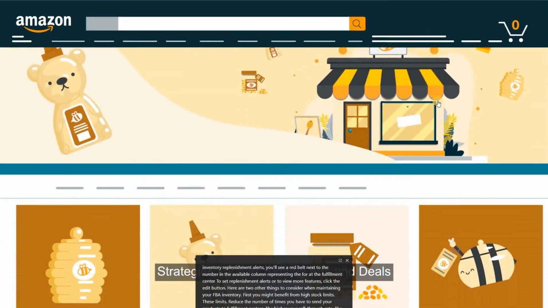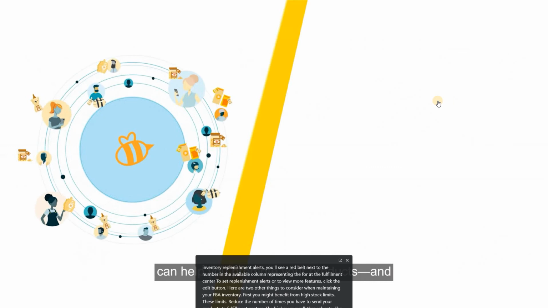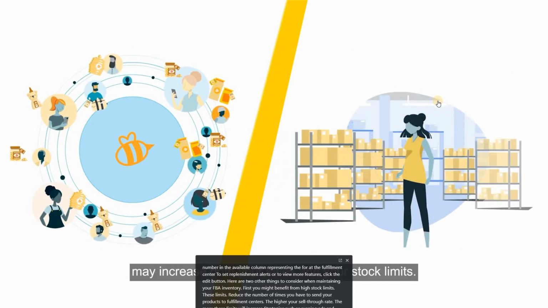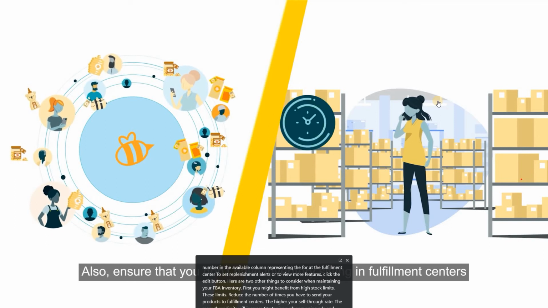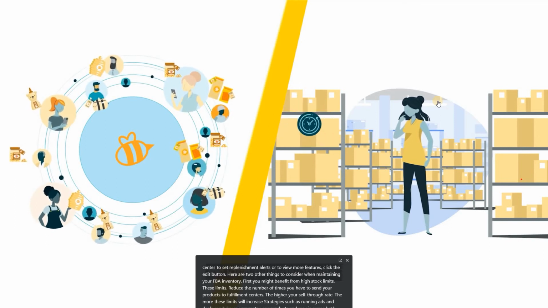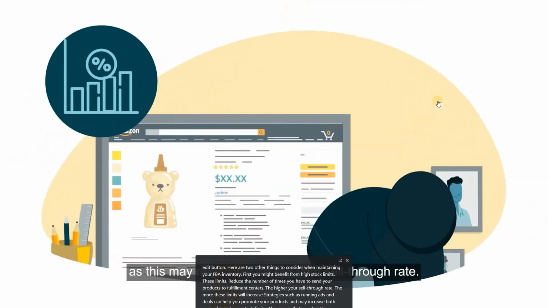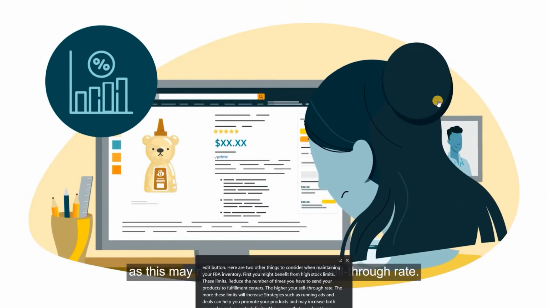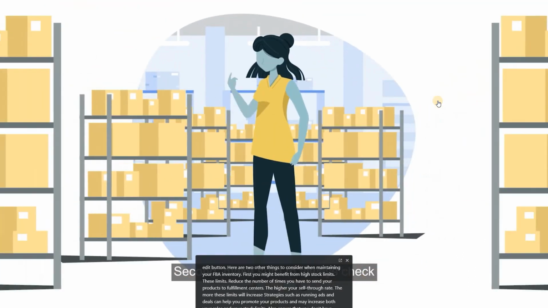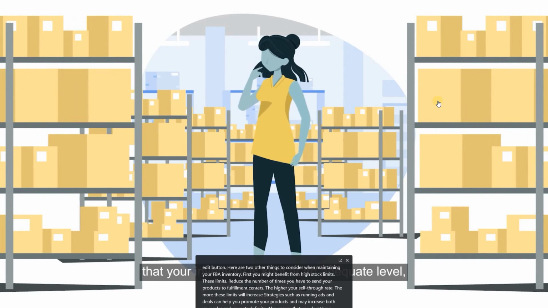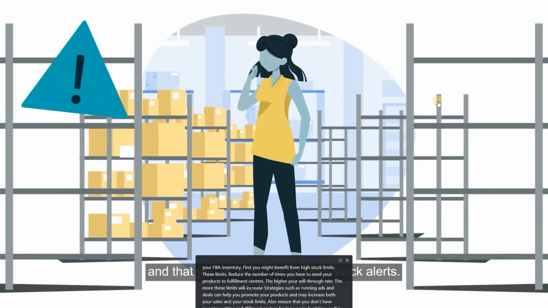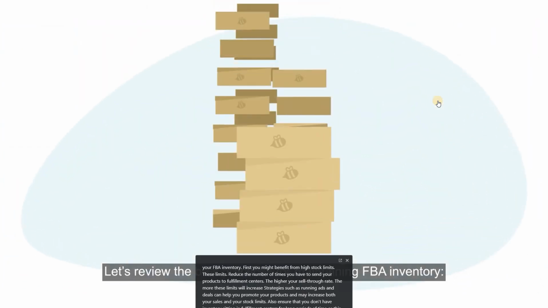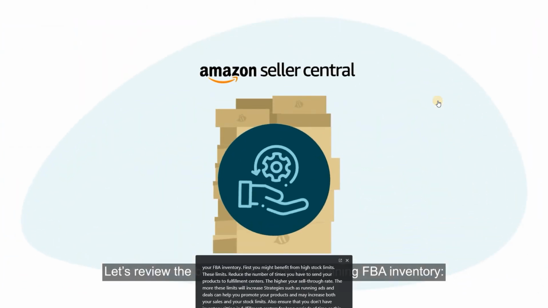Strategies such as running ads and deals can help you promote your products and may increase both your sales and your stock limits. Also, ensure that you don't have inventory sitting in fulfillment centers for long periods of time, as this may negatively impact your sell-through rate. Second, make sure to always check that your inventory is kept at an adequate level and that you're aware of any low stock alerts. Let's review the best practices for maintaining FBA inventory.